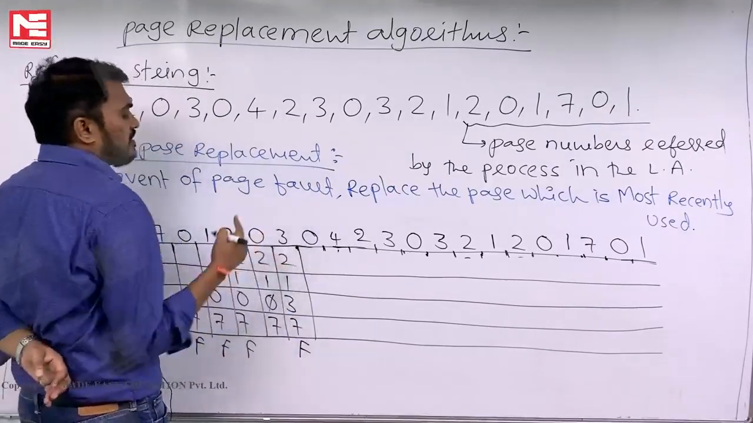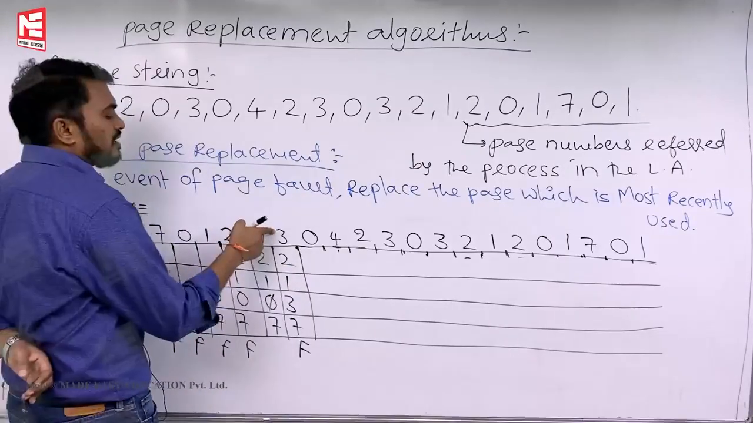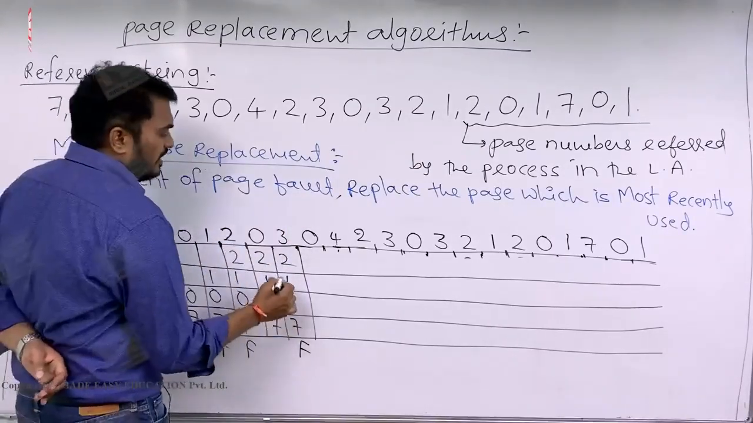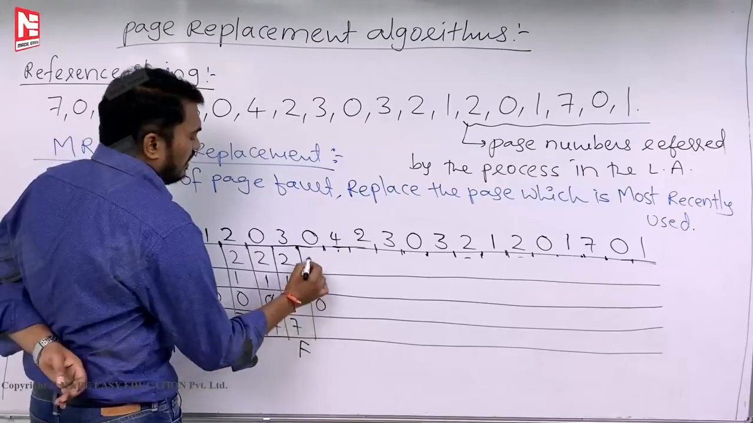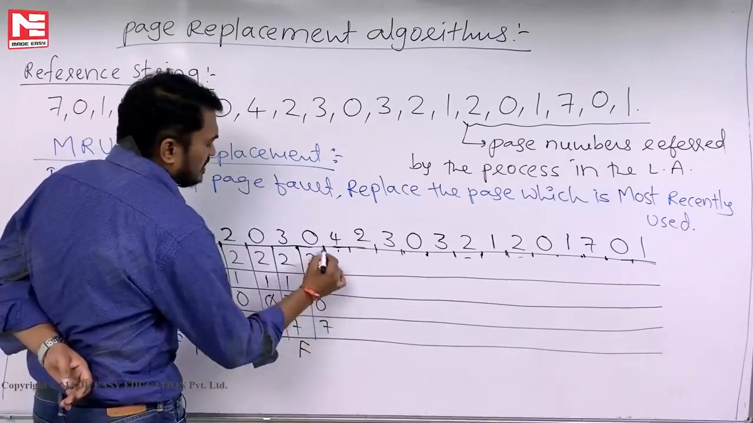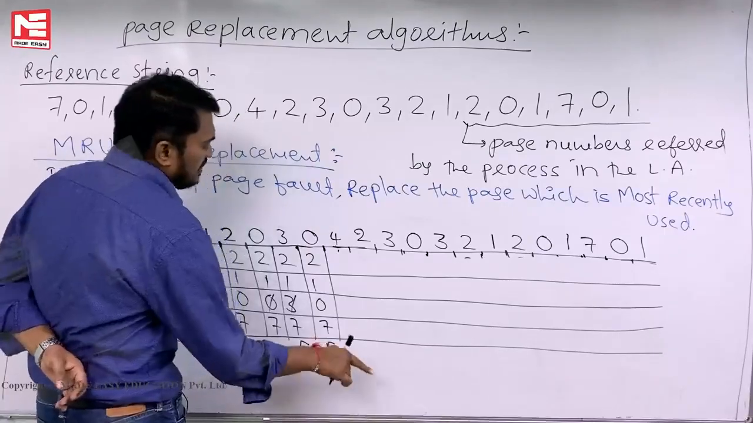And next is what here? 0. 0 is not available. Which one to replace? 3. Okay, see, it is 3. Okay, replace 3 with the 0, and copy the remaining as it is, and remember that is a page fault.